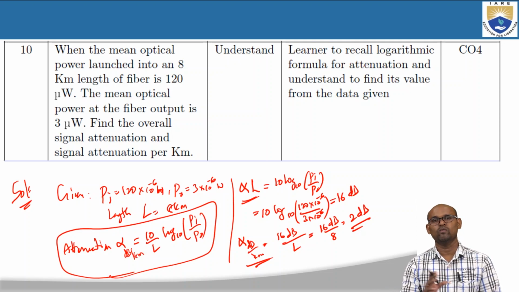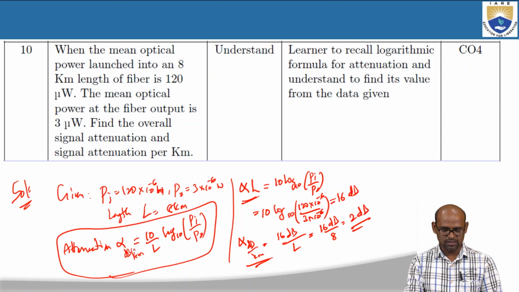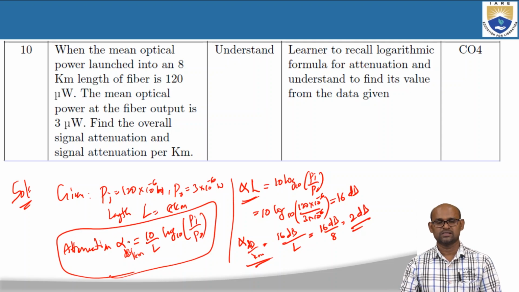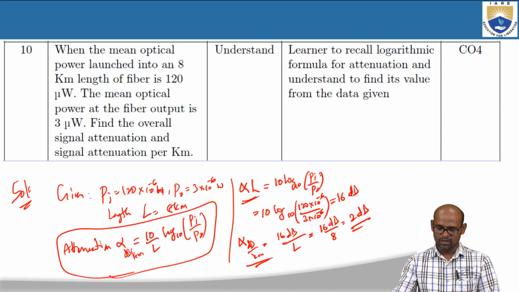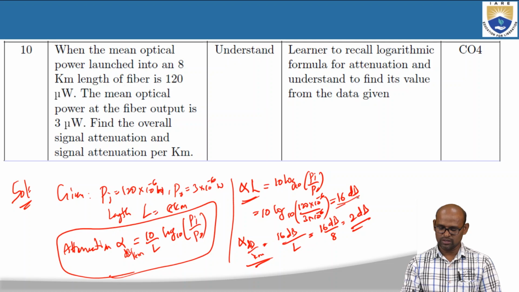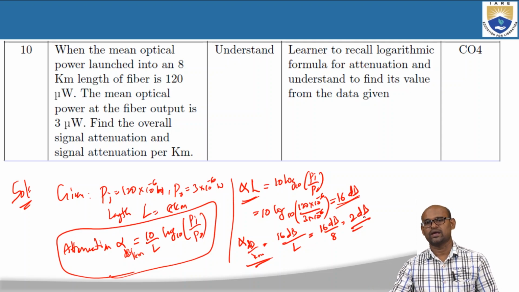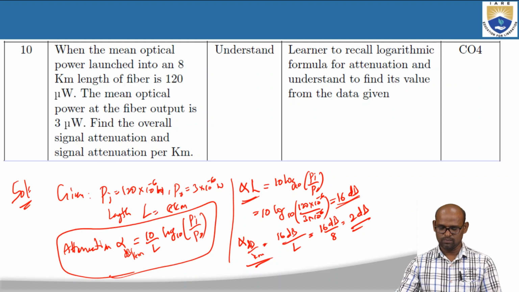But they asked us for the overall attenuation, right? So to calculate the overall attenuation, we have taken L to the other side, so alpha into L is the overall attenuation, that is 10 into log 10 of Pi by Po. Once we got the overall attenuation, we also calculated per kilometer: the overall attenuation divided by the length of the fiber, 8 kilometers. So finally we got 16 by 8, which is 2 decibels per kilometer, the attenuation of this signal.